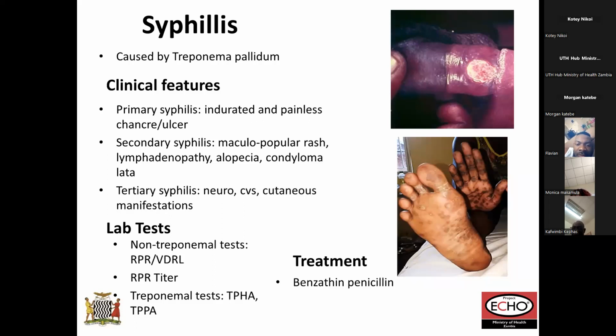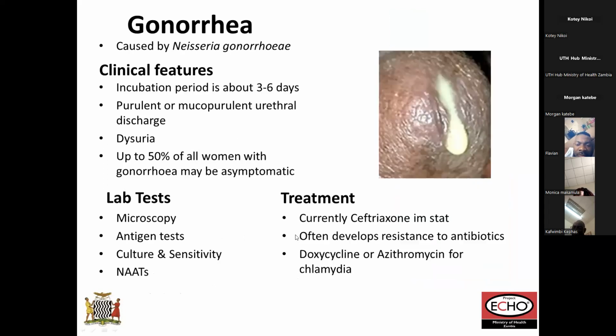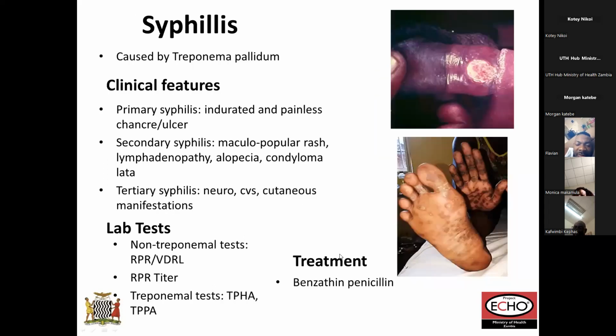In terms of treatment, there's penicillin, but you also have crystalline penicillin for other manifestations as well. If you look at the picture there, at the bottom is secondary syphilis with some manifestation of keratoderma blennorrhagicum. So it's quite common in syphilis. These are hard areas in the palms and the soles.